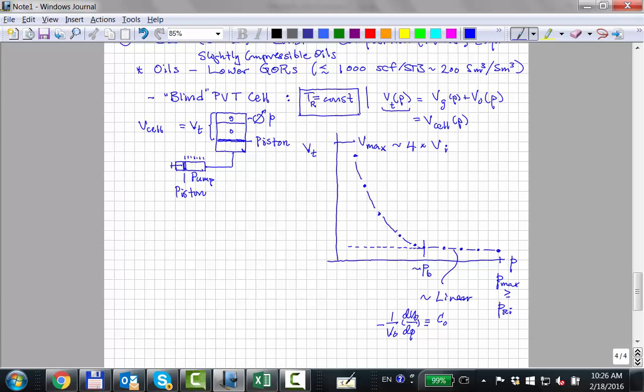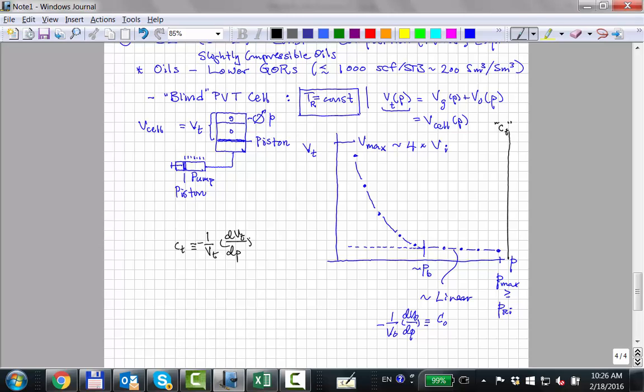So if I sketch here, for example, over on the right side, what I'm going to call the kind of the total compressibility, that would simply be minus 1 over total volume, change in total volume, change in pressure.